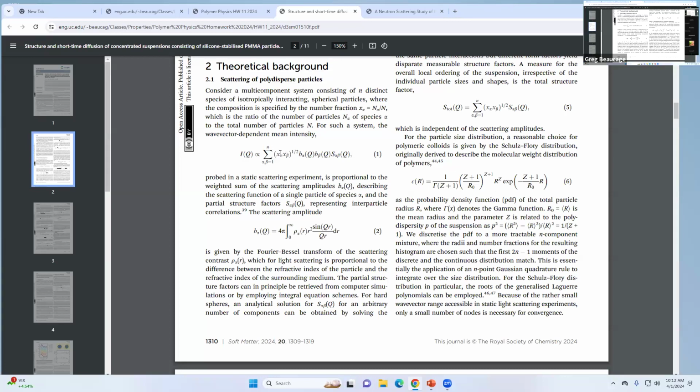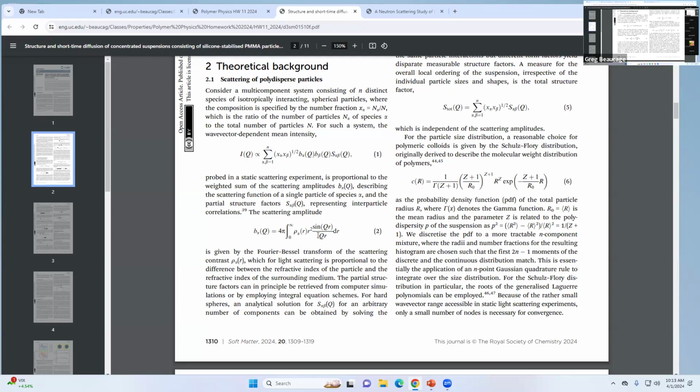Each of those particles has a different contrast, because the contrast is going to be the scattering density times the volume. If they're a different size, they have a different volume. So this B is going to be a different volume, the rho times the volume. And then this is a Fourier transform of that distribution in space. That gives you a Q scattering factor.